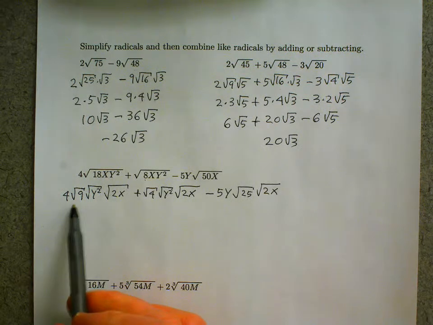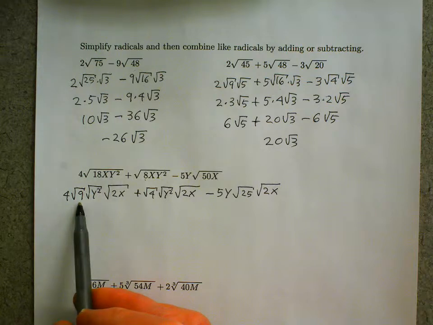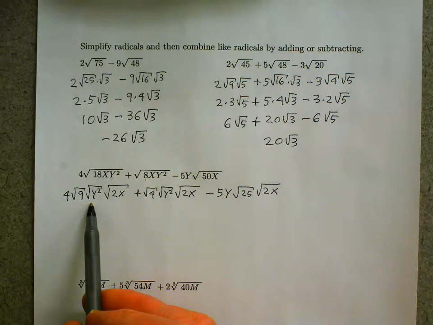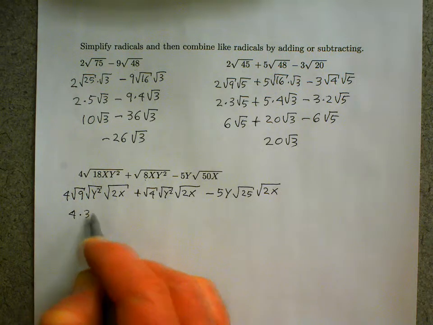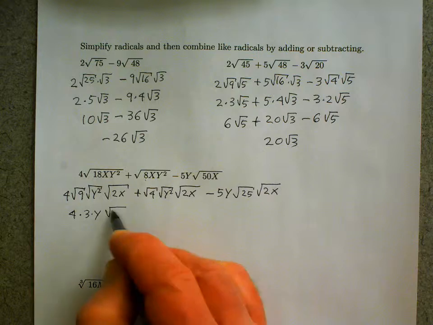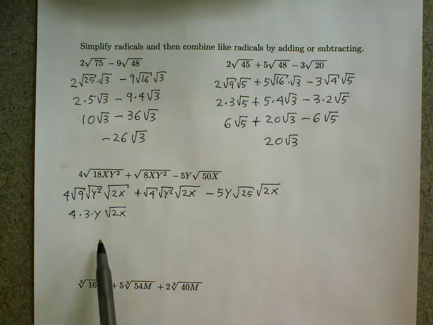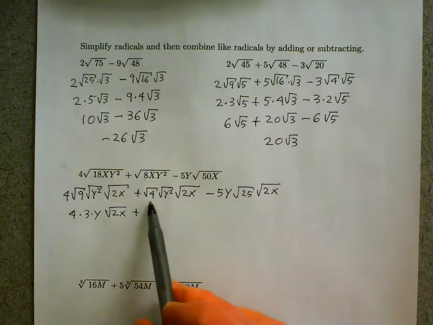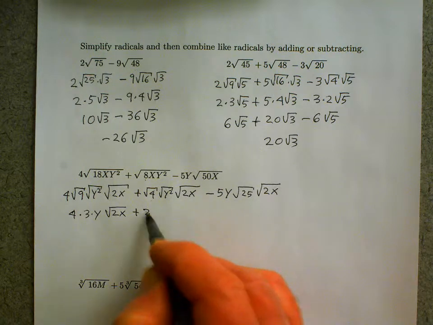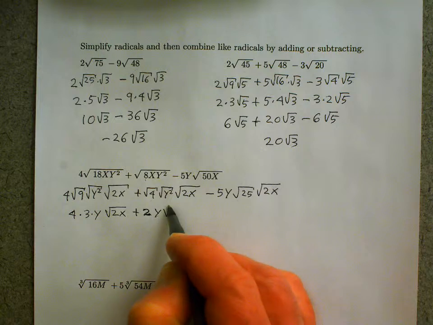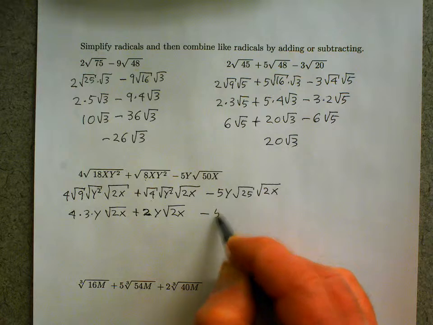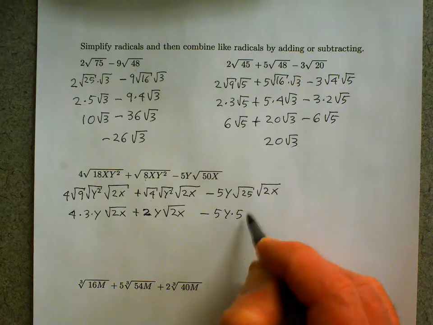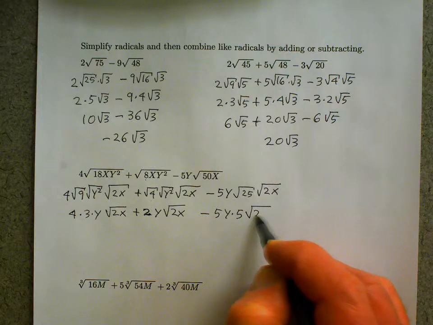Okay, in the next step, simplify the square roots of the perfect squares. 4 times the square root of 9 times the square root of y squared times the square root of 2x, we get 4 times 3 times y times the square root of 2x. In the middle term, the square root of 4 is 2, the square root of y squared is y, and then times the square root of 2x. And then minus 5y times 5, the square root of 25 is 5, times the square root of 2x.